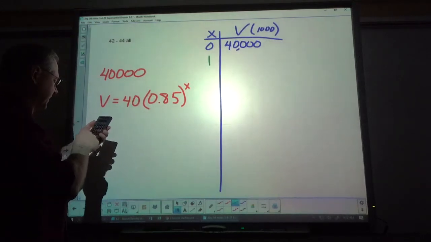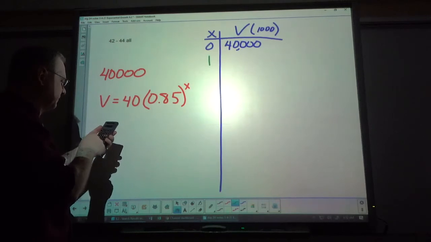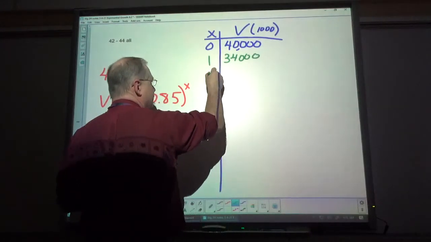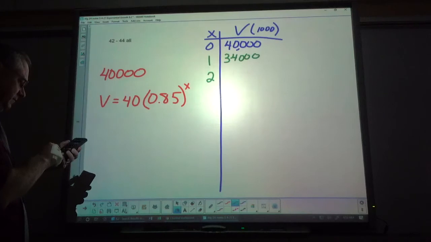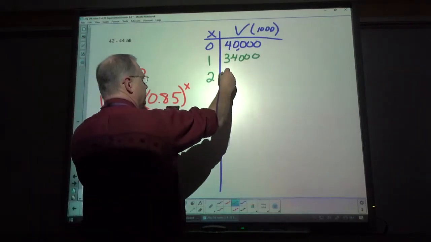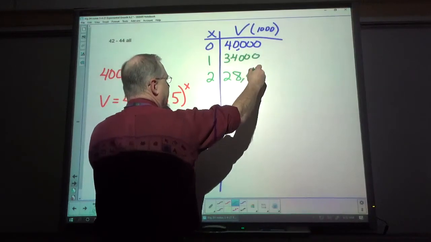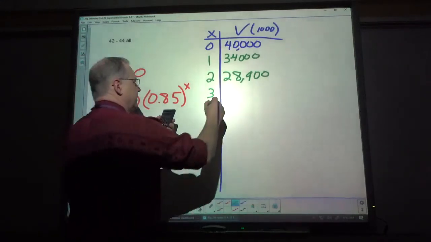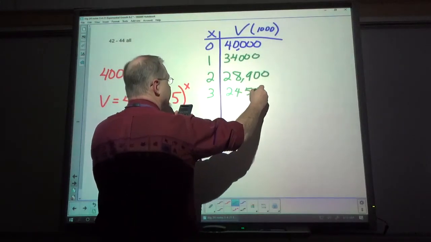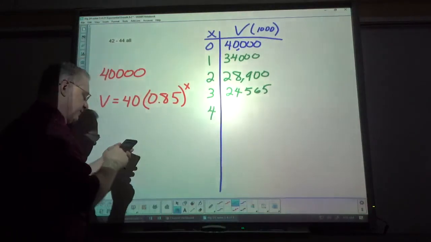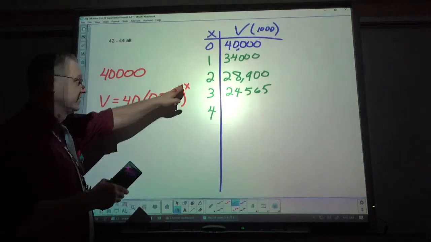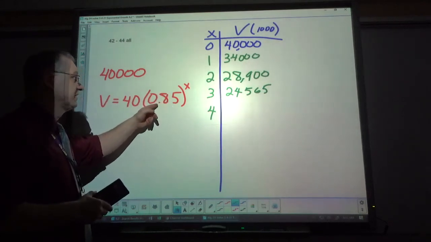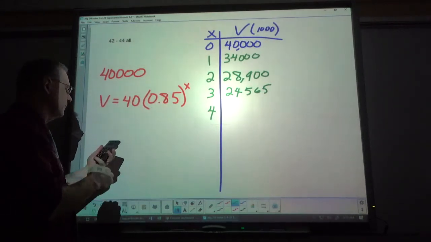All right, 40 times 0.85 is 34,000. After 2 years, it'll be 28,900. After 3 years, it'll be 24,565. After 4 years, I'm just using that new exponent, or if you're using it in your calculator, you're just multiplying the result of the previous times 0.85 again.